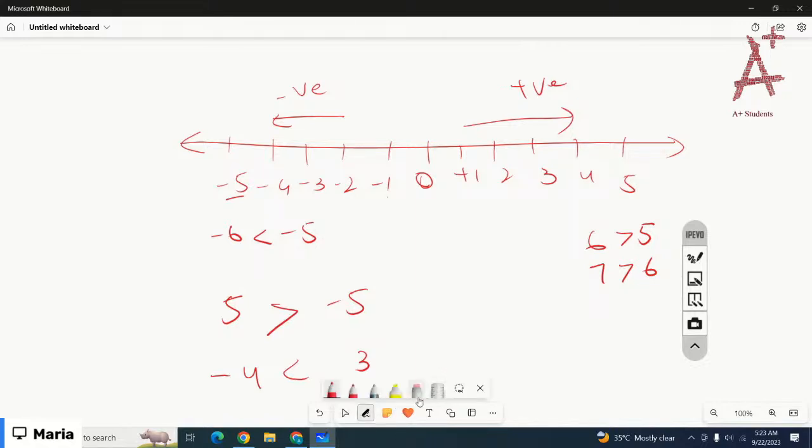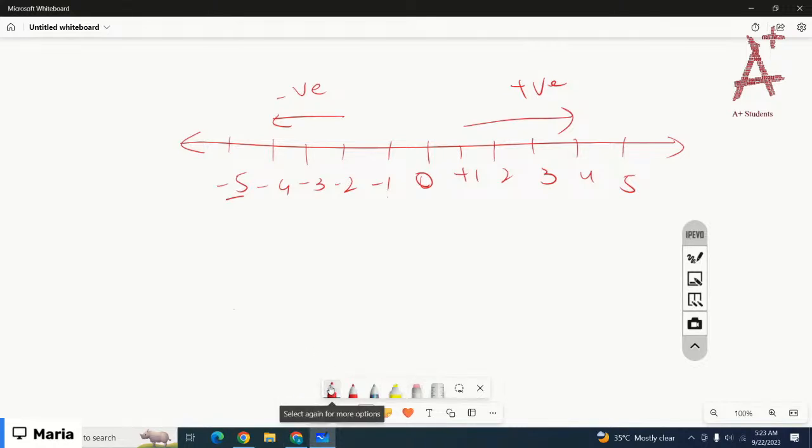For example, you are comparing negative 8 and negative 2. So here is negative 2, but negative 8 is somewhere here. Negative 8 is far from 0. That means negative 8 is less than negative 2, right? They are less than positive numbers, but when you are comparing negative 8 and negative 2, negative 8 is far from 0. So negative 8 is less than negative 2.